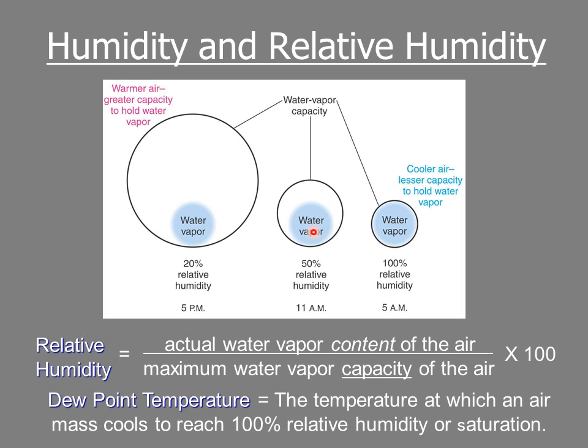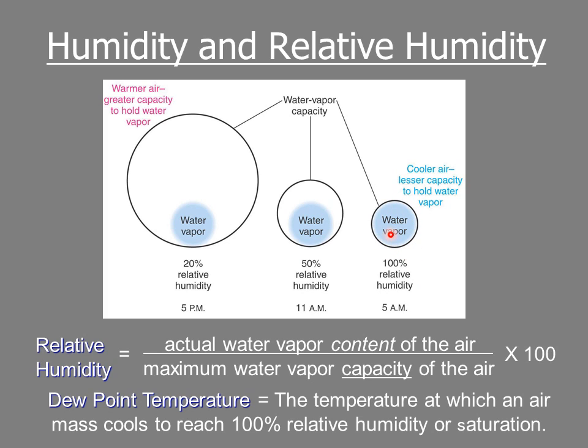At 11 o'clock, when it was a lot cooler, do you see how the ability for that air mass to hold moisture has shrunk? We haven't changed the water vapor. Water vapor has stayed the same, but the water vapor now fills up a lot more of what that air mass can hold. Now we're at 50% relative humidity. At 5 a.m., it's matching perfectly. The air mass is saturated.